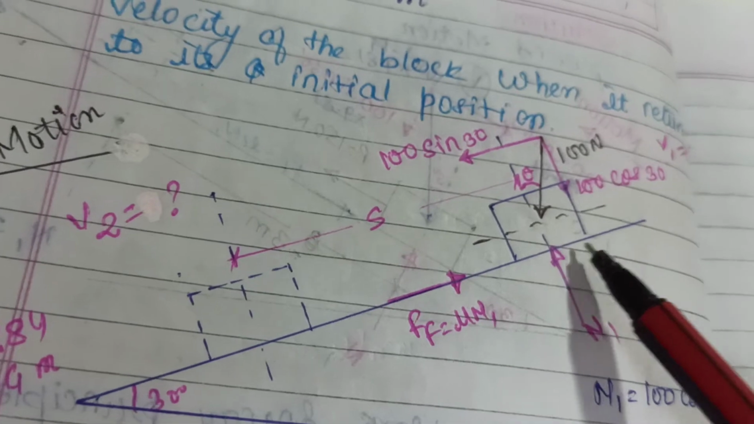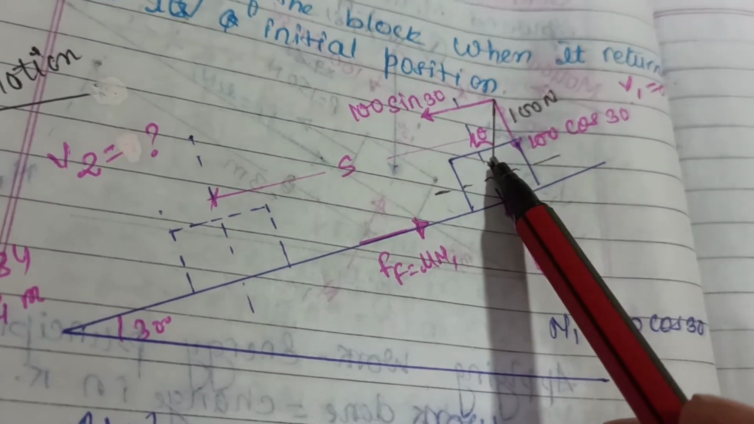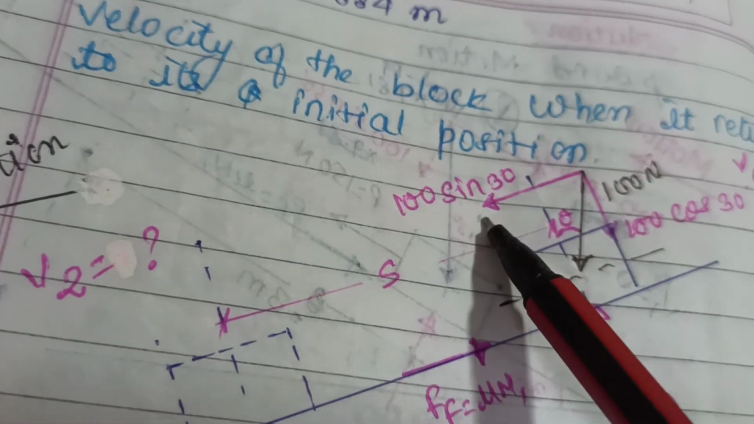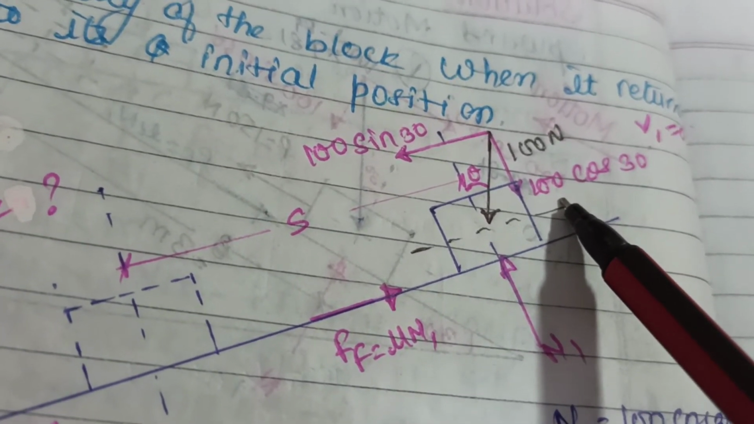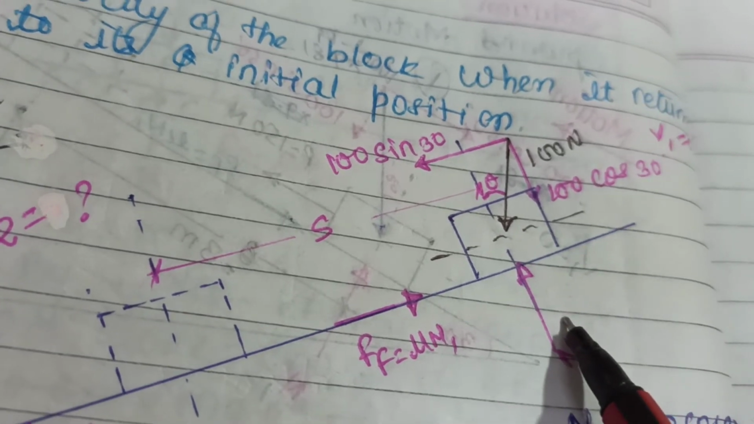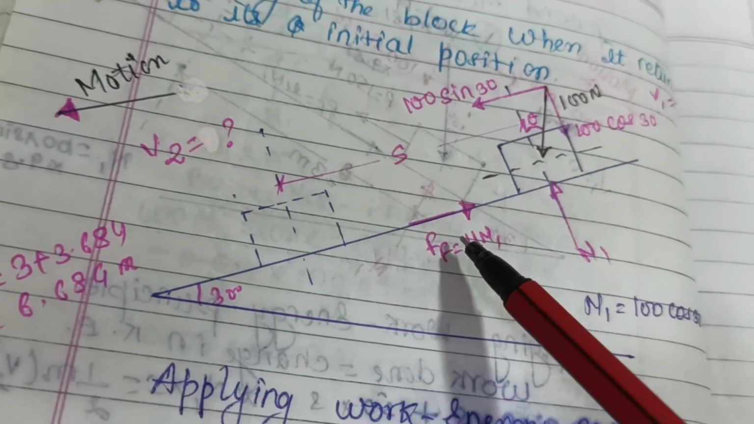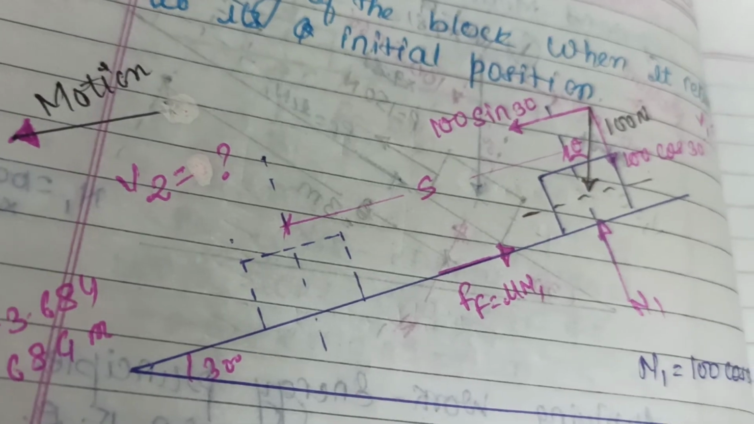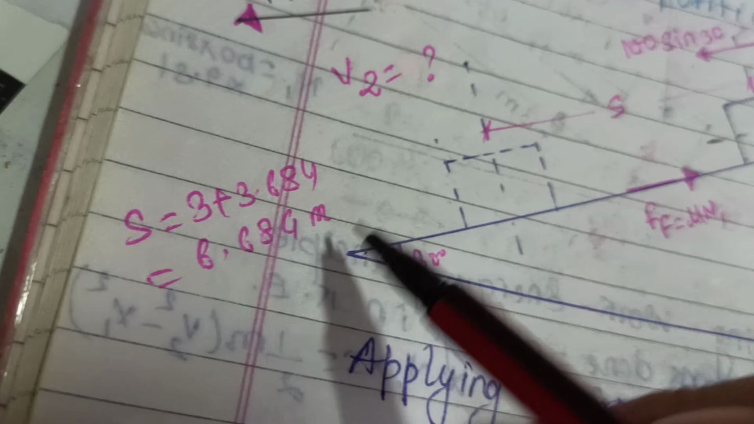I have drawn the free body diagram here. The block has a weight of 100 newtons. It is subjected to a horizontal component of 100 sin 30, a vertical component of the weight 100 cos 30, and the normal reaction N1. The motion of the block is downwards, so the force of friction will definitely act upwards. There is no force P. The total distance the block has traveled is s equal to 6.684 meters.